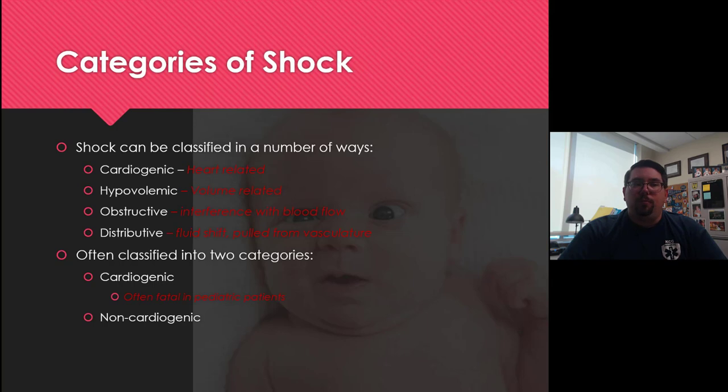And then distributive, where we're dealing with the fluid shift or pull from the vasculature system. These could be things like anaphylaxis or burn-related issues or sepsis. Oftentimes, they're going to be classified into two primary categories of shock, those that are cardiogenic and non-cardiogenic. We know that cardiogenic is the most often fatal for pediatric patients.